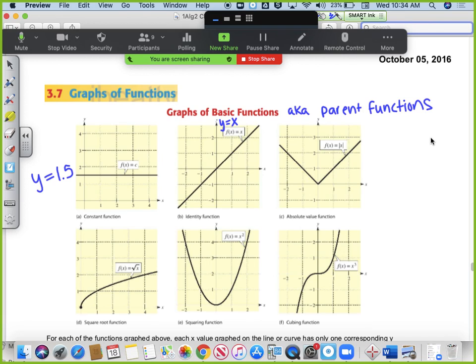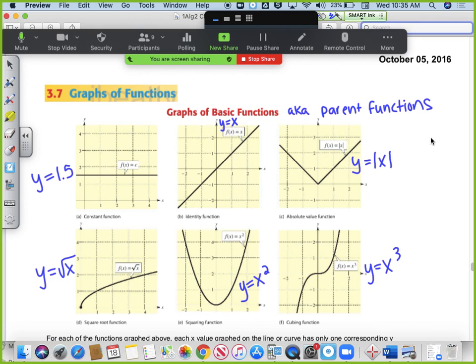So a linear equation that has a slope of 1 and passes through the origin would be the equation y equals x, or f of x equals x. This next one, f of x equals the absolute value of x. This is an absolute value graph, also known as y equals absolute value of x, like this. This one we saw in a couple examples. This is y equals the square root of x. We saw this, I feel like, already today. This is y equals x squared, and this is y equals x cubed.